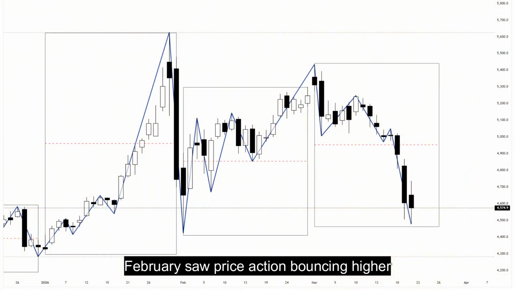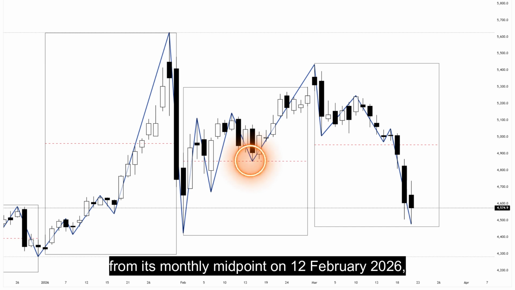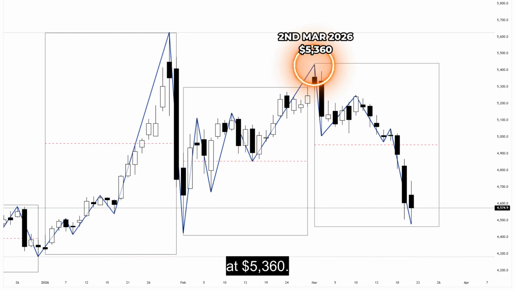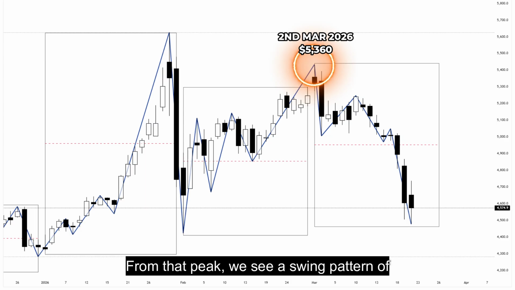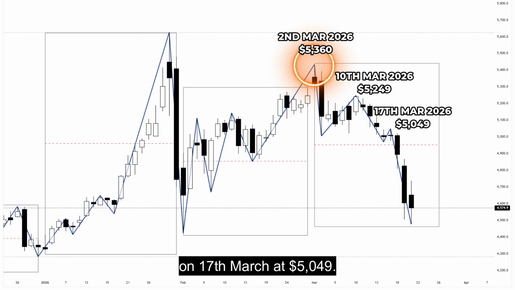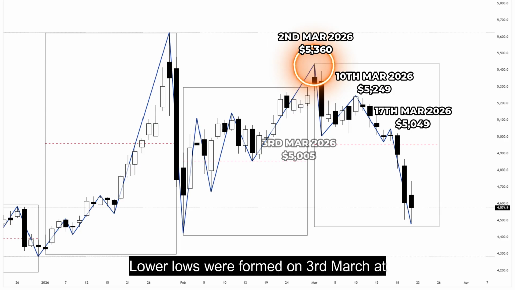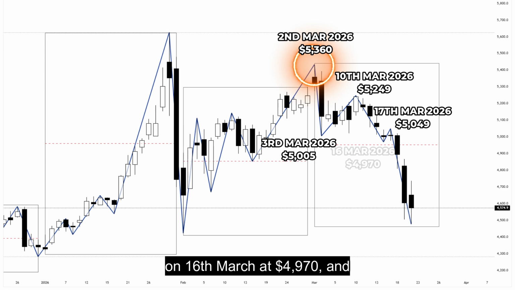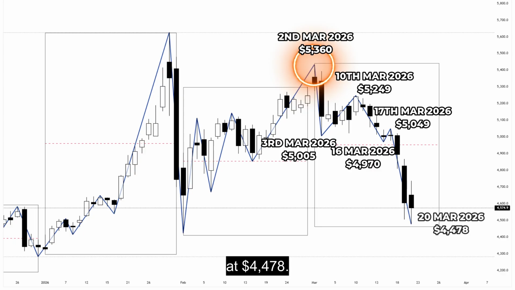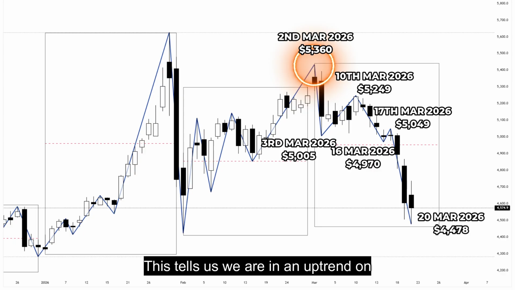February saw price action bouncing higher from its monthly midpoint on 12 February 2026, whilst March, so far, has been a bearish month after peaking on Day 1, Monday 2nd March 2026, at $5,360. From that peak, we see a swing pattern of lower highs on 10th March at $5,249 and on 17th March at $5,049. Lower lows were formed on 3rd March at $5,005, on 16th March at $4,970, and this current low on Friday, March 20th, at $4,478. This tells us we are in an uptrend on higher time frames, but a downtrend on the lower daily time frame.